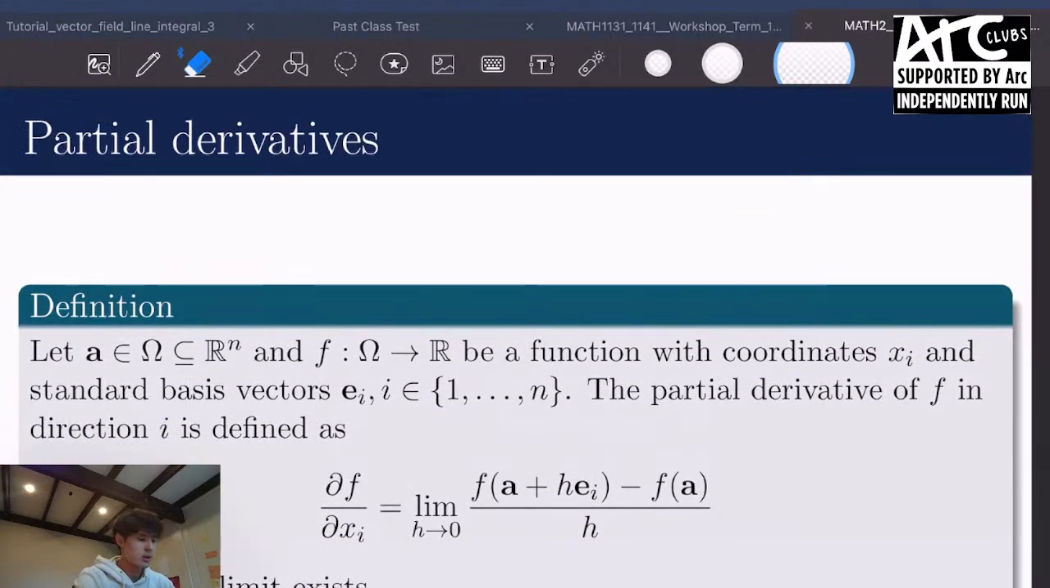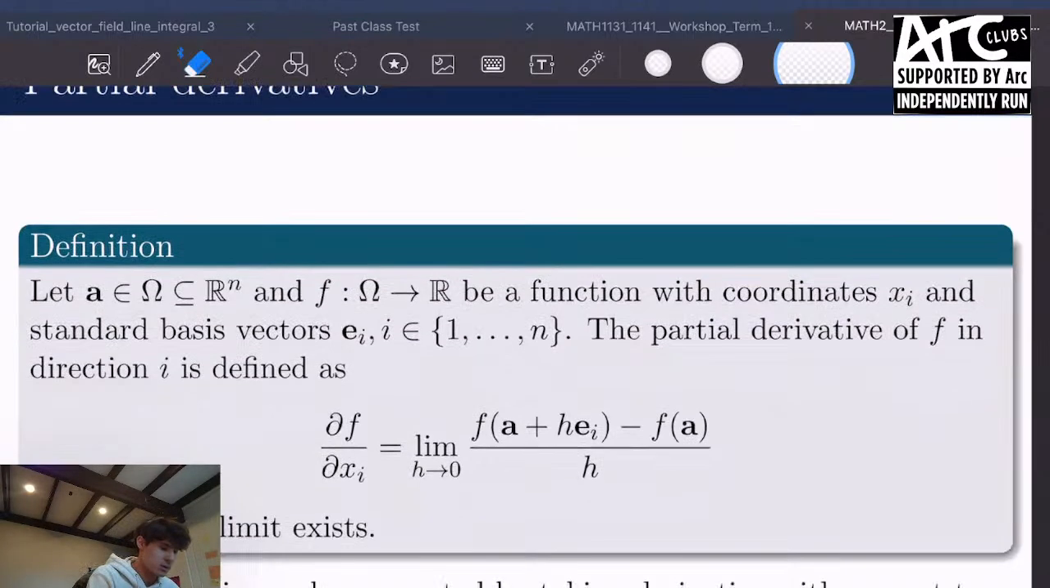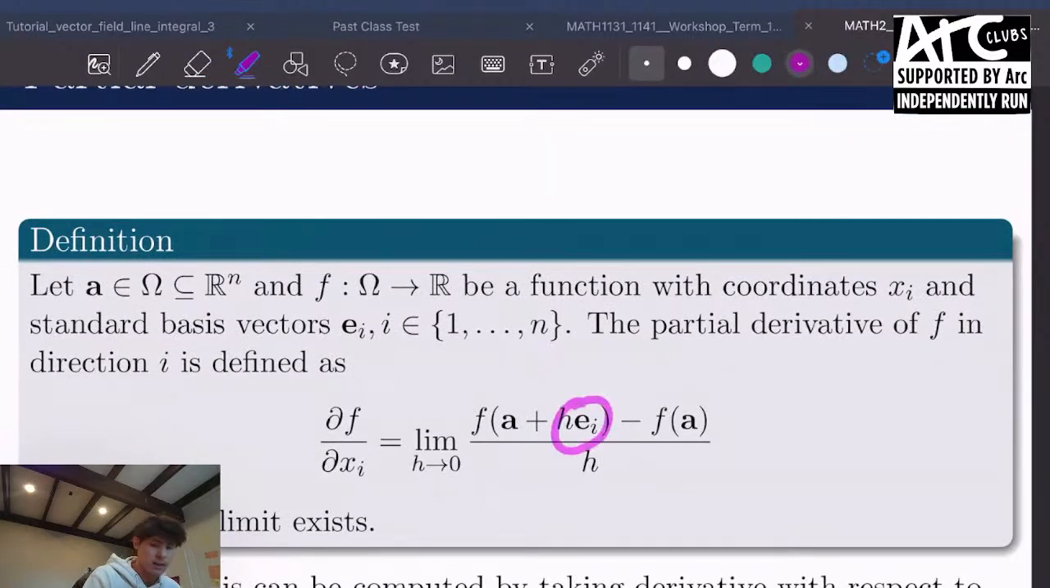Okay, so partial derivatives are a way of extending the normal derivative from R to R to functions with multiple variables. Essentially, what we're going to be doing is looking at the rate of change of the function with respect to a certain coordinate axis. So, for example, in this definition here, what we're working with is e_i. Now, that is the standard basis vector in the ith direction. So that corresponds to the coordinate x_i.